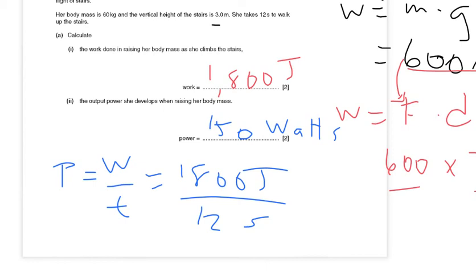And that's pretty much it. Pretty straightforward for the most part, I think, work and power. And there's some practice for you. So hopefully that'll help you get a handle on this.